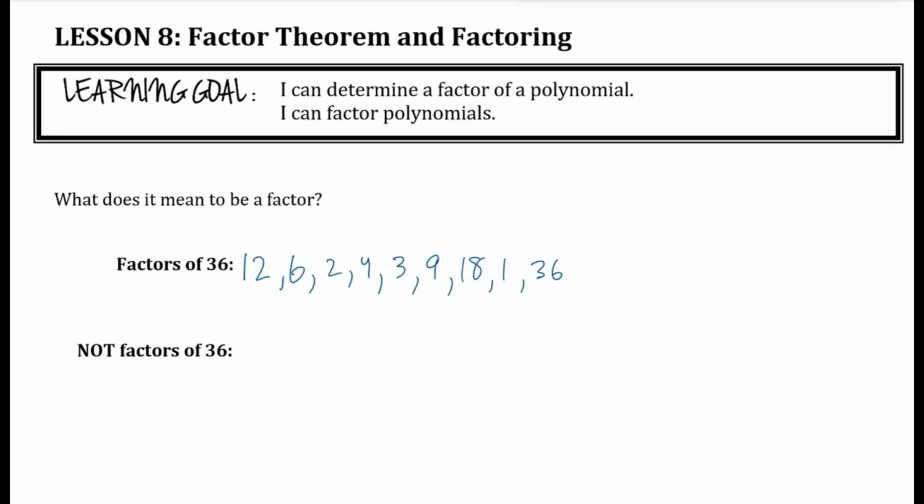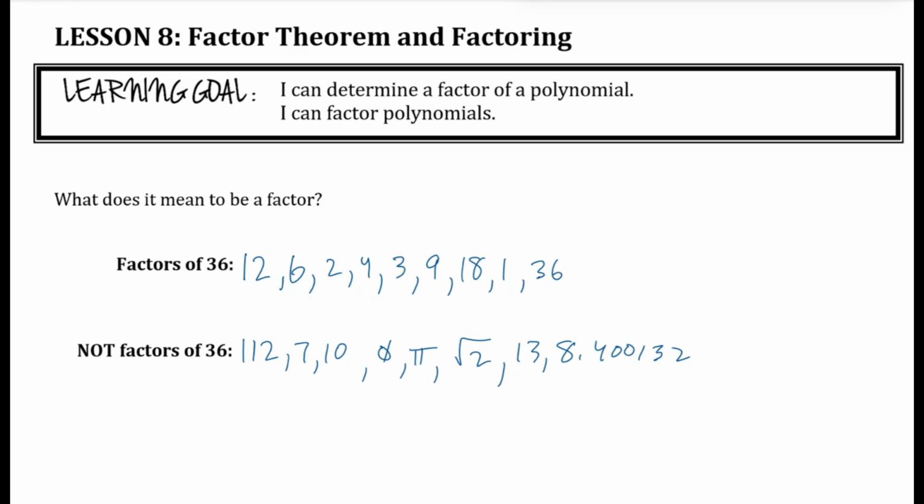Somebody give me something that's not a factor of 36. Kieran? 112. What else? Andrew? 7. Keep going. Shout them out. 10. Good. 0. How about pi? How about root 2? 13. How about 8.400132? Man, we exhausted the factors of 36. Any other number that you can think of will not be a factor of 36.